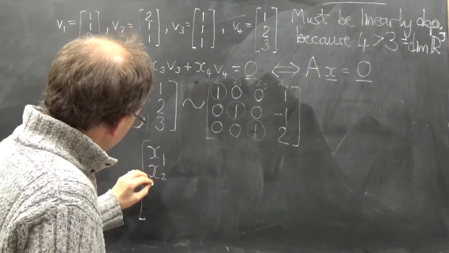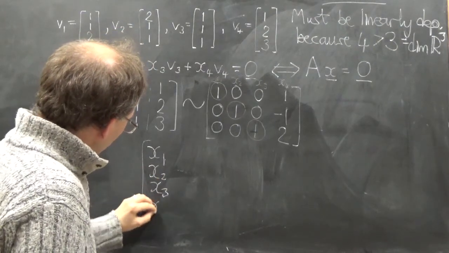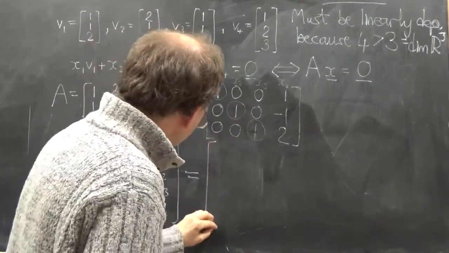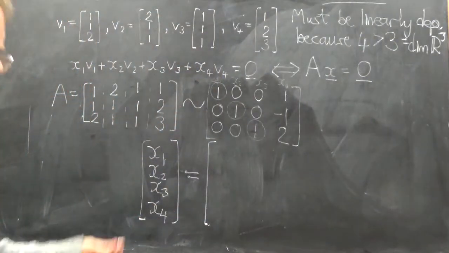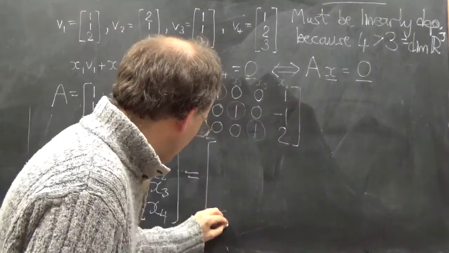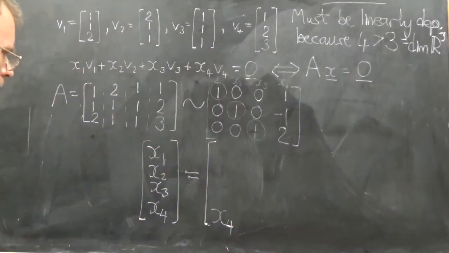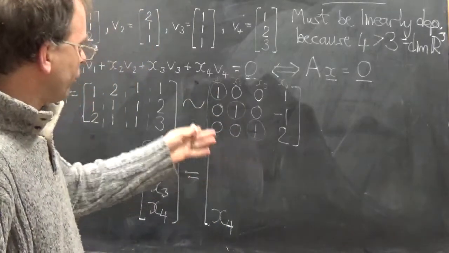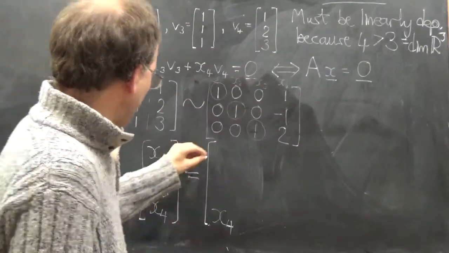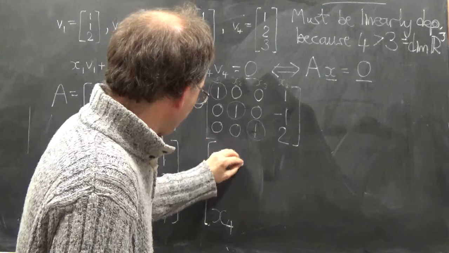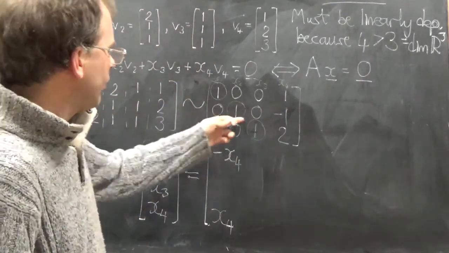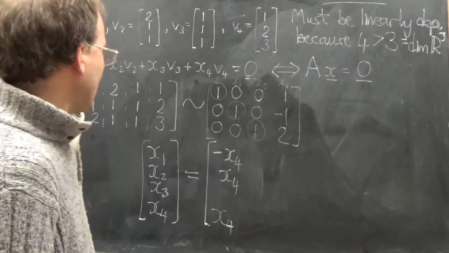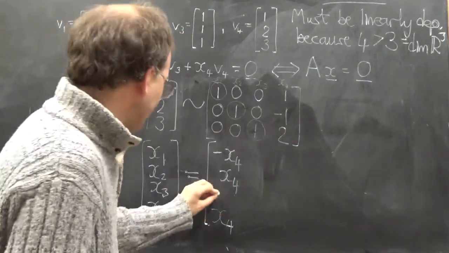x1, x2, x3, x4 equals, well, x4 is just anything, but in terms of x4, we read off what the others must be. x1 is minus x4, x2 is x4, and x3 is minus 2x4.